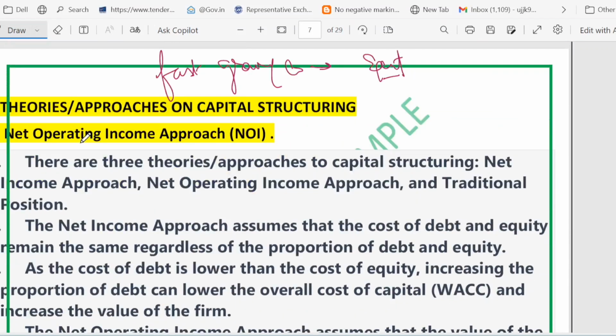Now, what are the theories and approaches of capital structure? When we talk about capital structure theory, there are three main approaches. The first is called the net income approach. The second one is called the net operating income approach, and the third one is called the traditional approach. You can see the names written here. Let's break these three down one by one in easy terms.